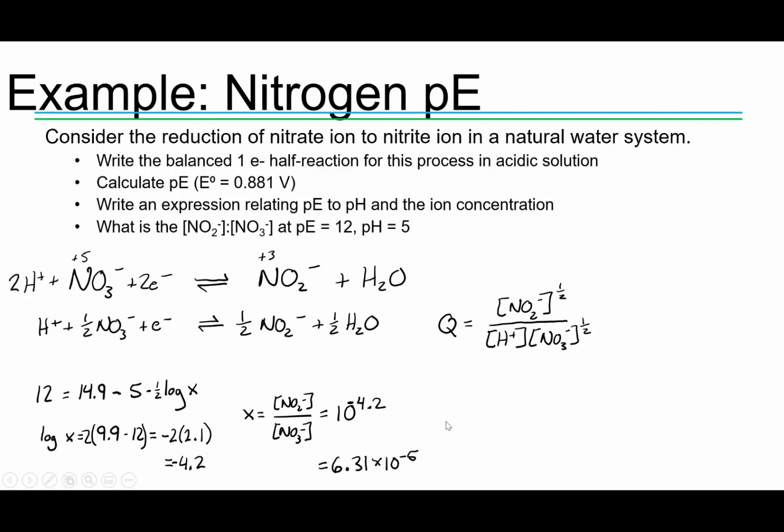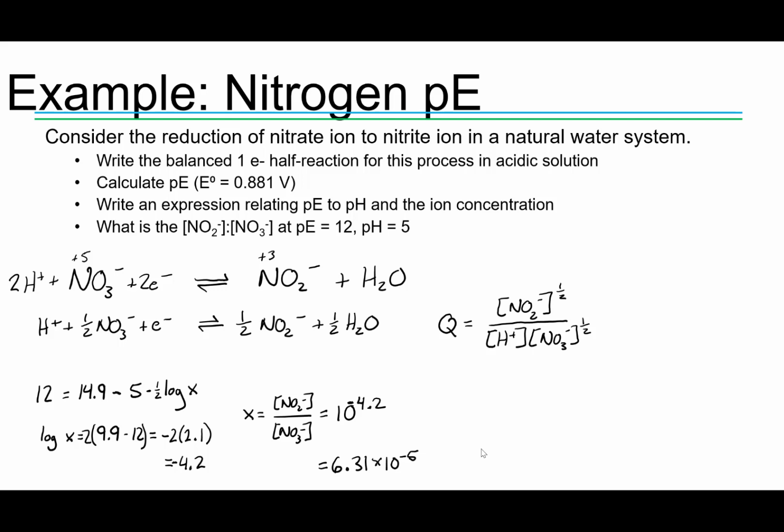So we would conclude that the nitrite to nitrate concentration ratio in the solution favors the nitrate by a lot, and there are 10,000 plus nitrate ions for every nitrite ion. So we would conclude the ratio of the nitrite concentration divided by the nitrate concentration is 6.31 times 10 to the negative fifth.